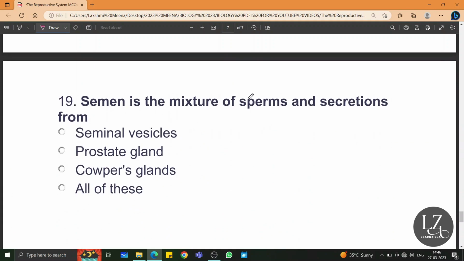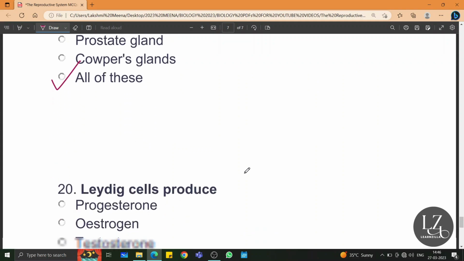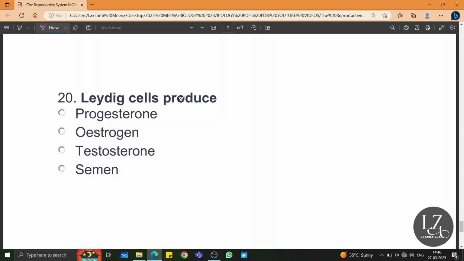Semen is the mixture of sperms and secretions from seminal vesicles, prostate gland, Cowper's gland. So all these three together produce a nourishing fluid called semen, in which the sperms are there. So the answer is all of these. Leydig cells produce testosterone in males. With this, we have learnt all the 20 important MCQs from reproductive system chapter.